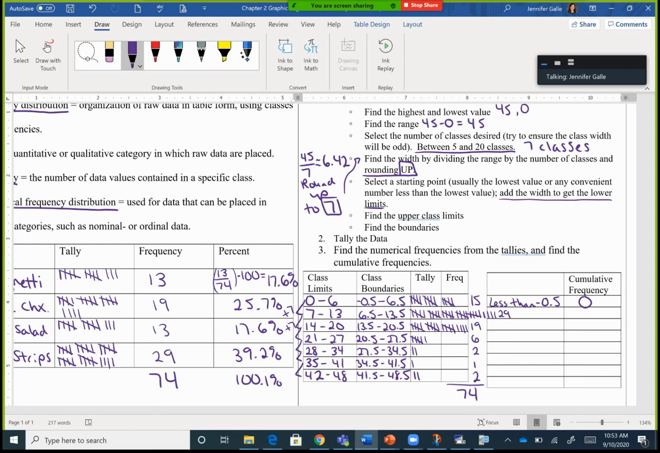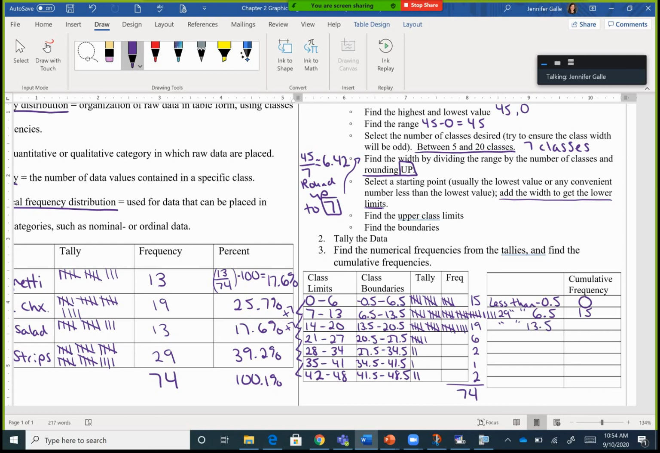Then from there, now we go less than. If you just want to use little quotes, you can. Now we do less than 6.5. So I go from my very lowest boundary, where I know nothing's going to fall below that. And then from there, I use all of my upper boundaries. So we have less than, you can just use little quotes, is fine. So less than 6.5, there were 15. Less than 13.5.